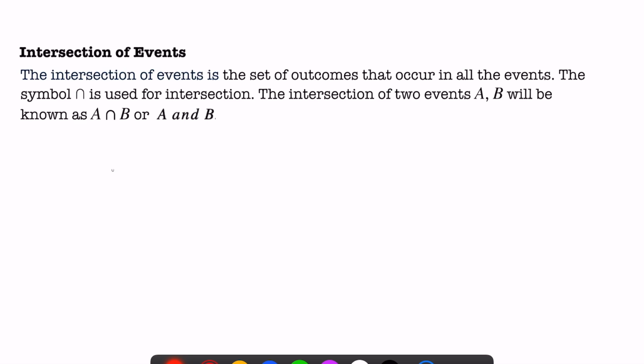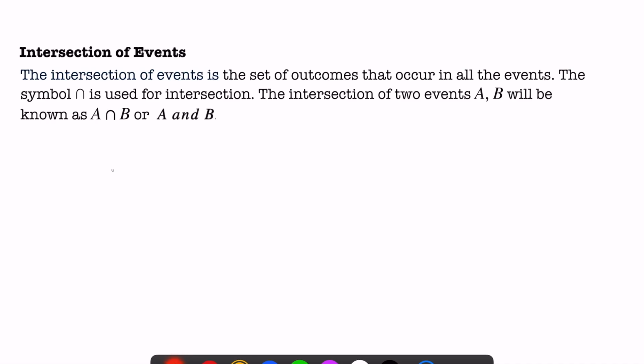Next, intersection of events. The intersection of events is the set of outcomes that occur in all the events. This cap symbol is what we use for intersection. The intersection of two events A and B will be written as A intersection B or A and B.